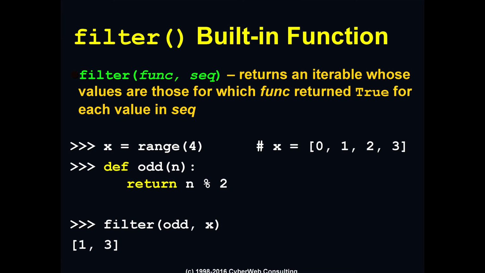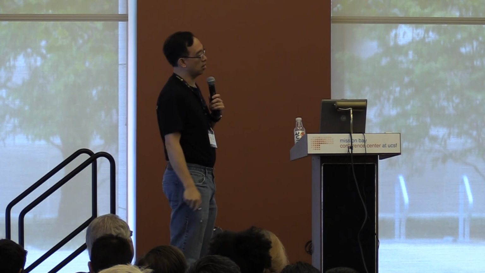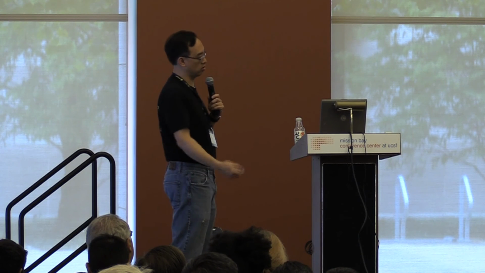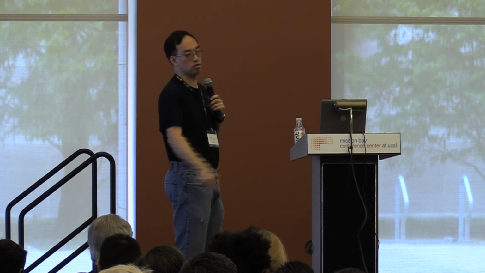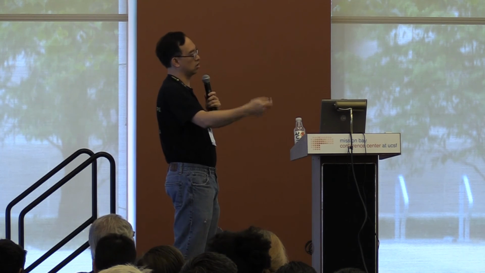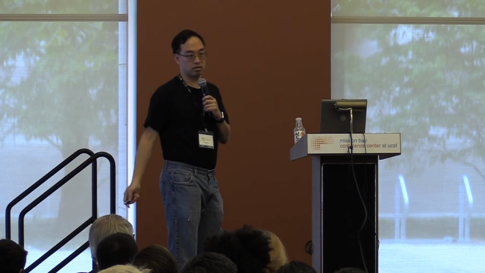And then filter is, let's take the same data set. We have that list there. It'll take another function, and it'll take an existing list or an iterable, and it will return you another one that only has the elements where this function returns true. So this is a function that returns whether or not it's an odd number. So that's how filter works.